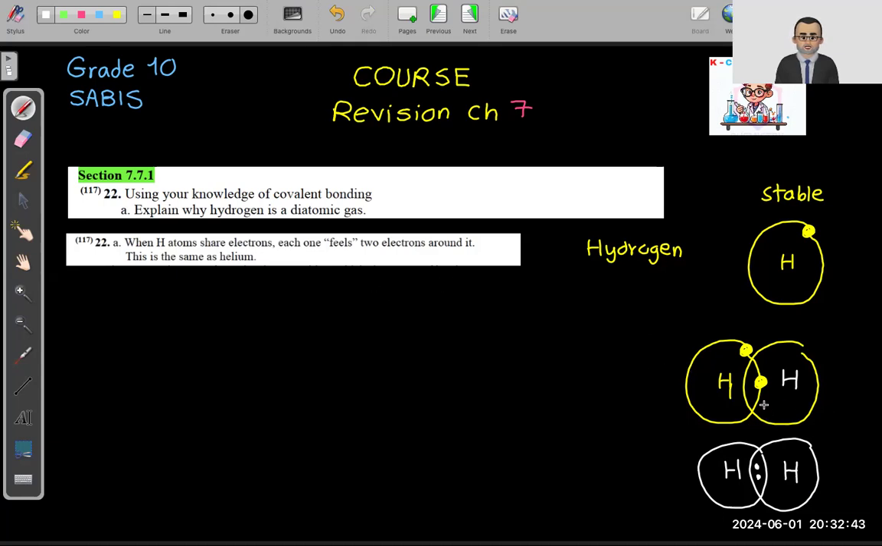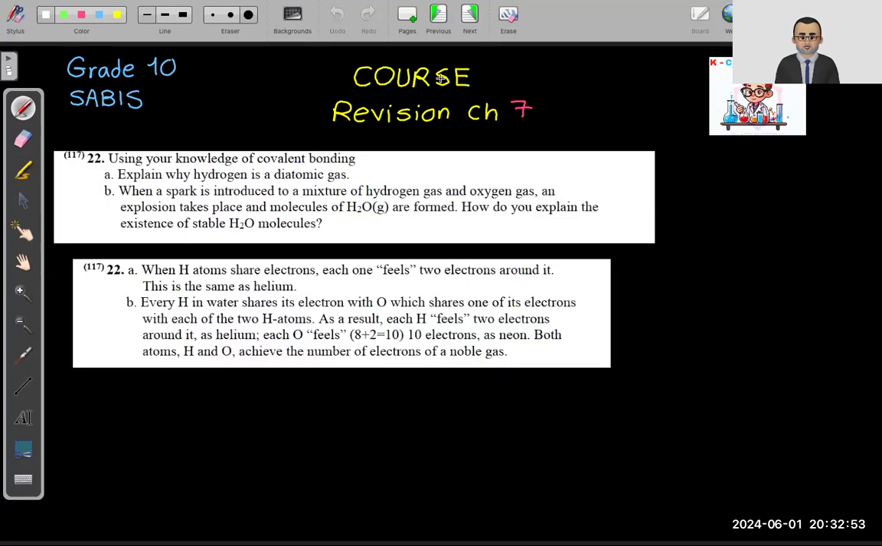Why is it diatomic? Because in this way it will be stable. Why will it be stable? Because it will feel like it has two electrons, the same way as helium gas. Okay, what about the case of water?